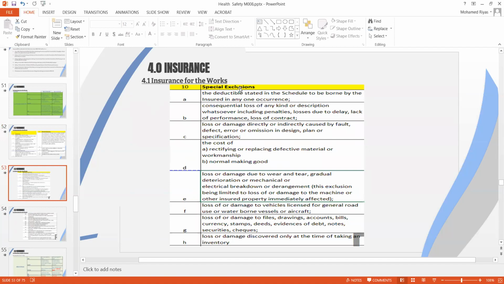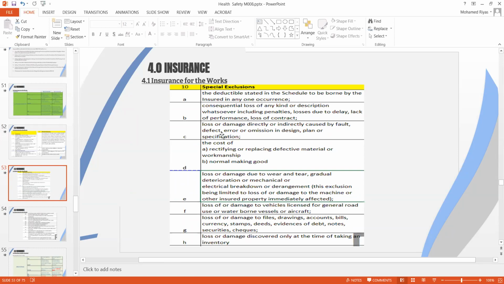Coming to the special exclusions in the CAR policy, you have a deductible which is excluded, you have a consequential loss which is excluded, and loss or damage directly or indirectly caused by fault, defect, error, or omission in design, which is again talking about design damage not being covered, but there is an extension possible, MRE 115. This is purely not for the defective design, but for damage to the work which is executed correctly.